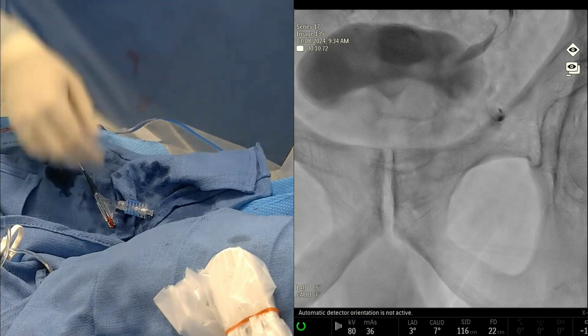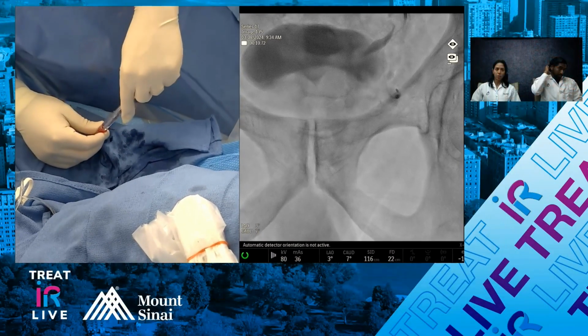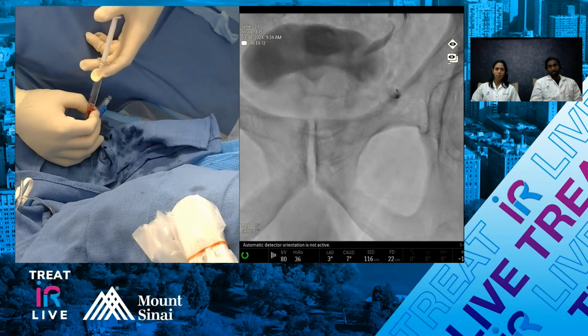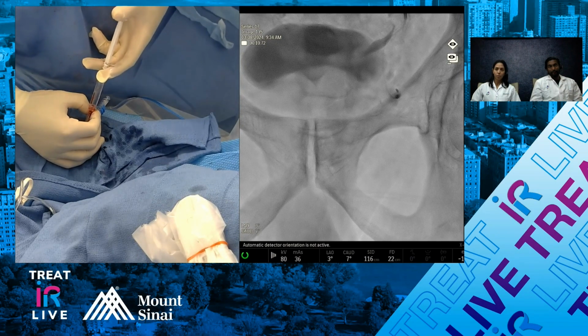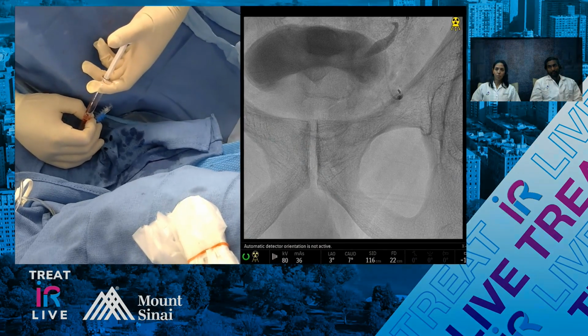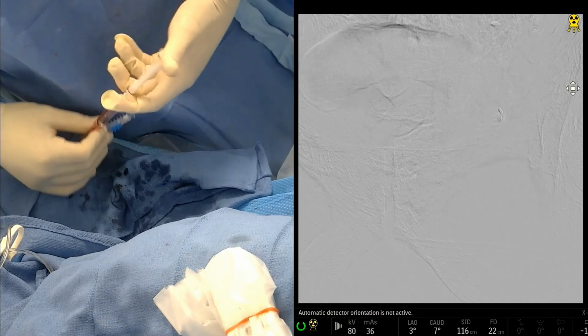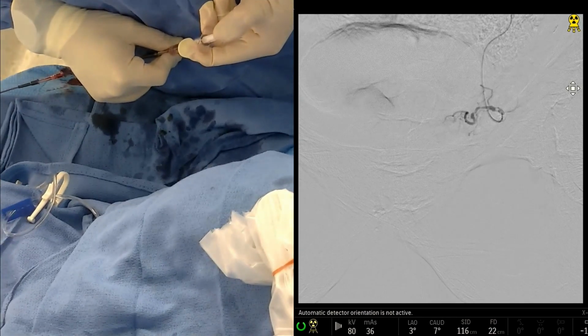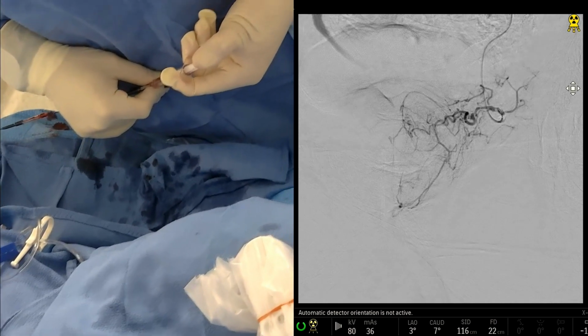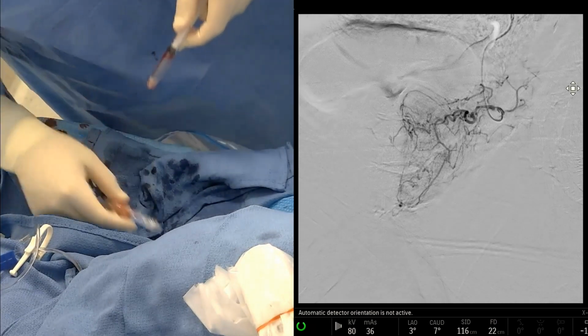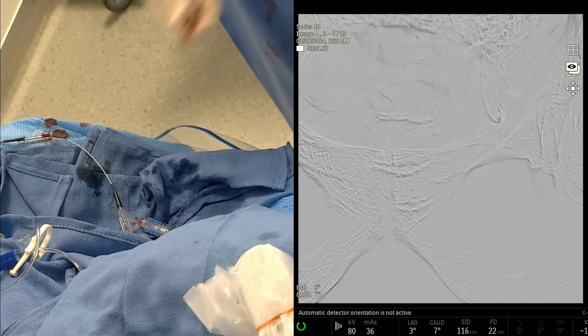Aaron, can you talk about the benefits of using a balloon occlusion catheter? Yeah, we might actually be able to see the difference if the anatomy on their side is difficult, but basically, let's see here. That looks pretty good. I'm very happy with that. I'm not worried about any non-target here.